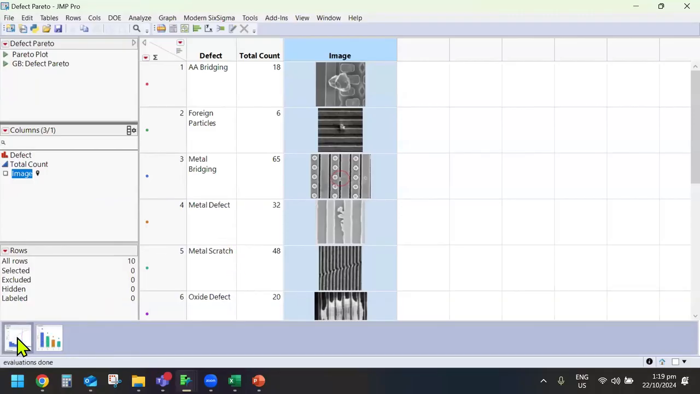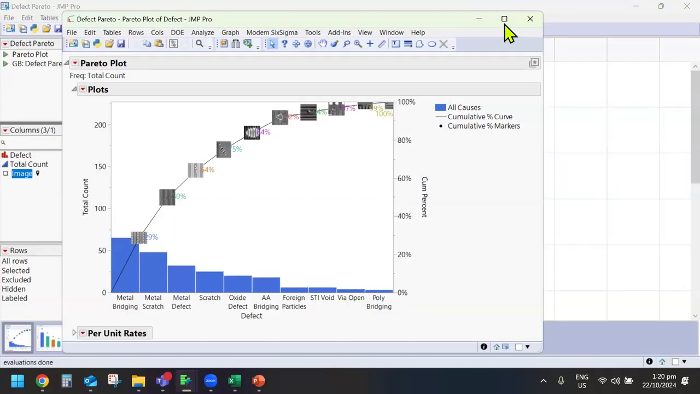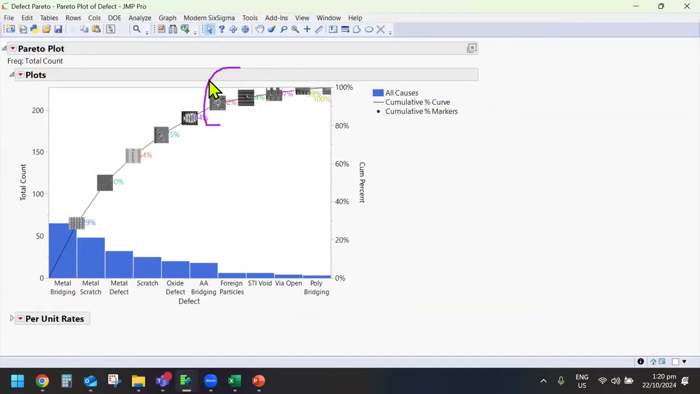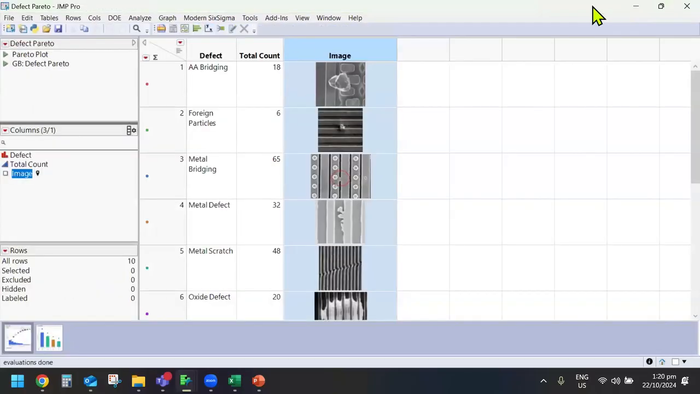What's going to happen? Remember this Pareto chart? Just now all the markers will now be replaced by the picture. So you can very clearly present this to your manager or your stakeholder. They will see the first defect is this, how much it contributes, the second one is this, how much it contributes, and so on. The data points are replaced by pictures. This is for the Pareto chart.